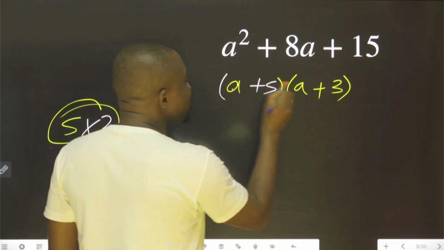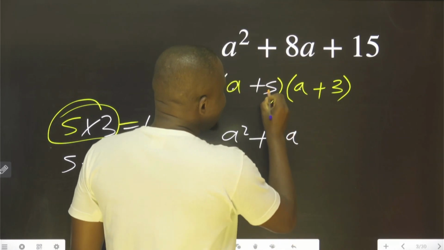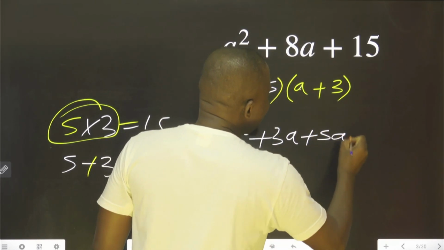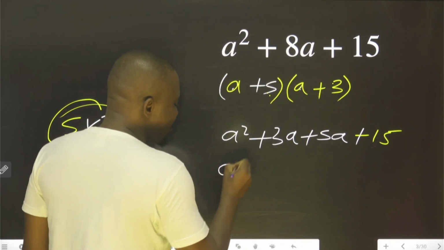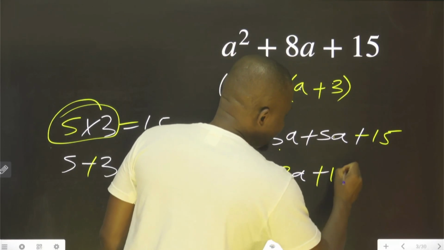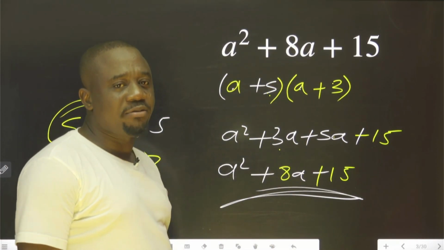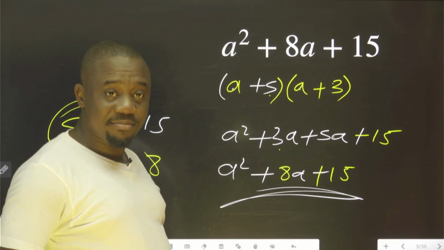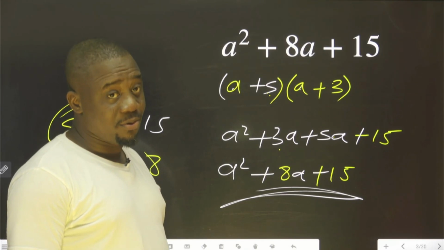You can check. This multiplied by this is a square. This multiplied by this is 3a. This multiplied by this is 5a. This multiplied by this is 15. A square, this plus this will give us plus 8a plus 15. As you can see, back to where we started from. Short apart method.